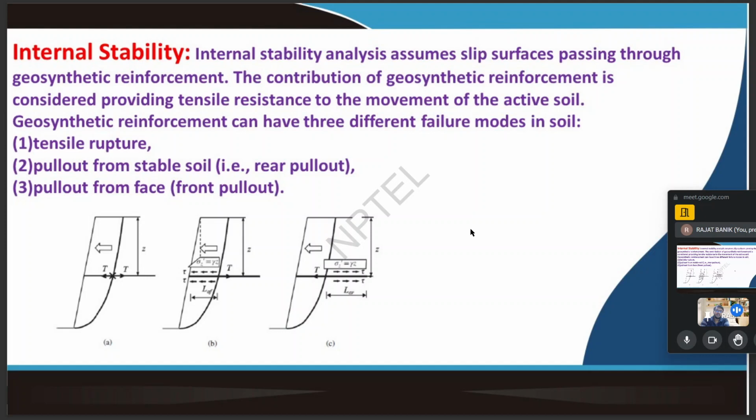Geosynthetic reinforcement can have three different failure modes in soil. These are tensile rupture, pull out from stable soil, that is rear pull out, and pull out from face, that is front pull out. So we have three different internal failures given.